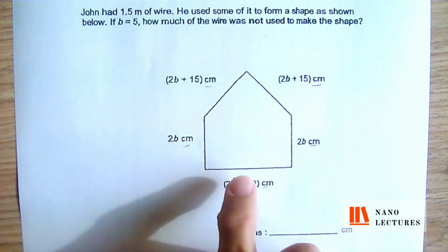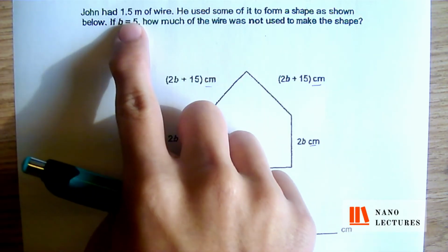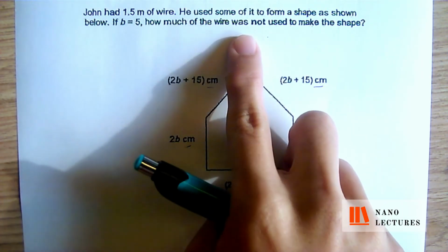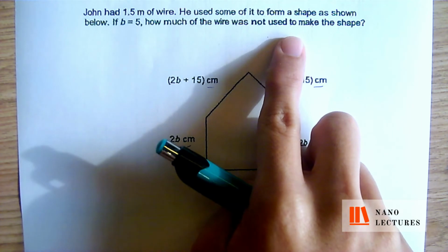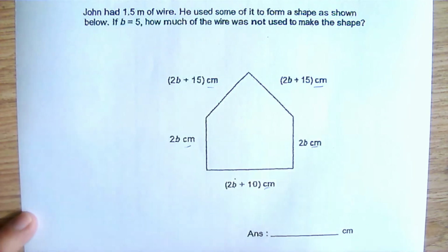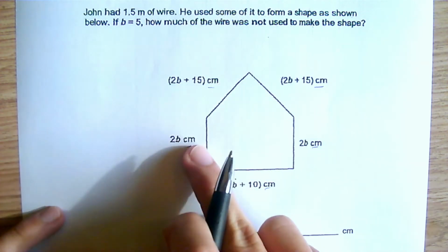Okay, so we have to add all of them up and then we have to take 1.5 meter minus all of them to find out how much of the wire was not used. And after that, we'll sub in the value of b equals 5 to get the answer. Okay, so let's just get started. Let's add all of them up together.